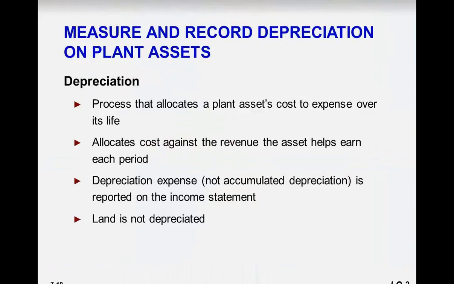So depreciation, the process that allocates the plant's asset cost to expense over its life. It allocates that cost against the revenue the asset helped earn during that period so that we are adhering to the matching principle. Depreciation expense is reported on the income statement, and land is not depreciated, clearly.